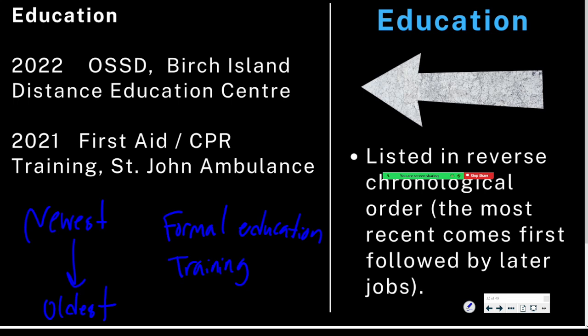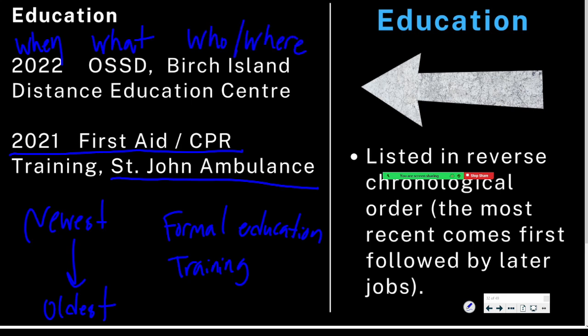And you should say what you got. So 2021 first aid training, and then who gave it to you? St. John Ambulance, right? So it's when you got this training or education, what you got, and who or where you received that training. So it's three components that are very important to let your employer know. When did you receive this training? What kind of training or education was it? And who or where did you get this education from, right? So which organization? It's good to list that, right? They'll want to know where you went to school.